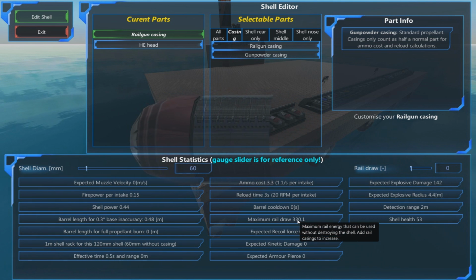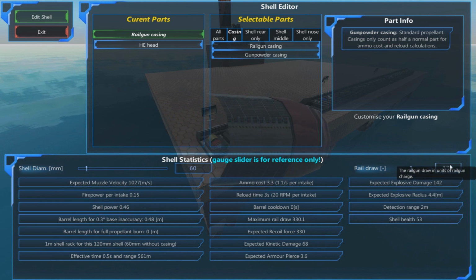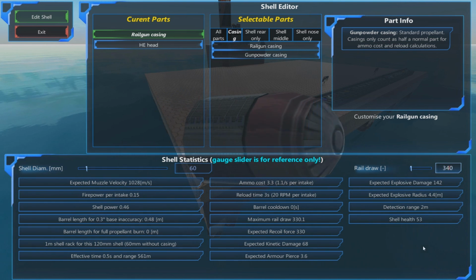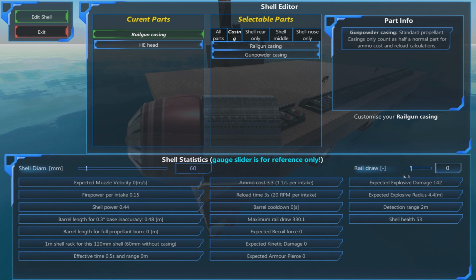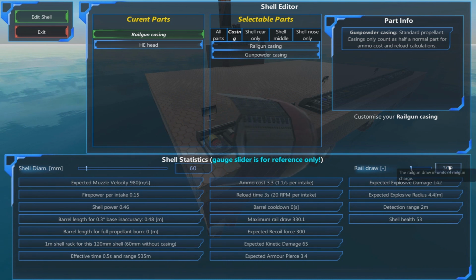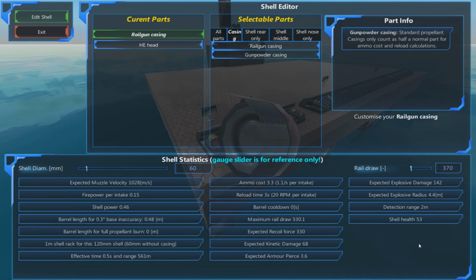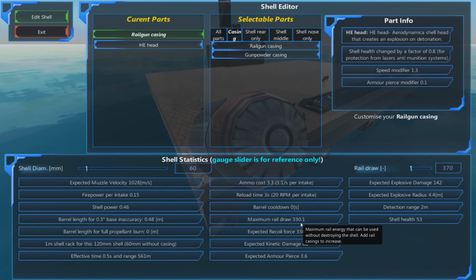Because as you can see here, rail draw is 330, if you type in 330, and if we increase it any more than that, it does nothing. It does absolutely nothing at all. So let's go back here, 300, 330, and particularly watch the kinetic damage and muzzle velocity. Okay, it did do something. Great. And then it didn't do anything. Well, that's because it's 0.1 right there.